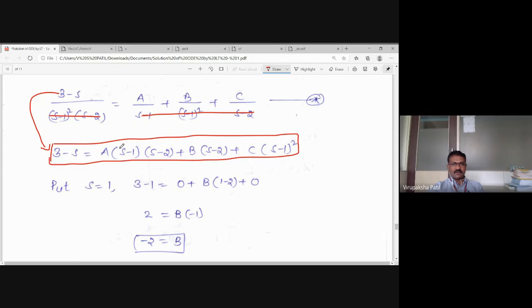Then next, by using this equation carefully, you have to get the values of A, B, C. Now check, is it possible to get the value of A directly? Here this contains s minus 1, this contains s minus 1. If you put s is equal to 1, you will get the B value directly, and this contains s minus 2, this contains s minus 2. If you put s is equal to 2, this becomes 0, this becomes 0, and you will get the value of C directly. Here getting the value of A directly is not possible.